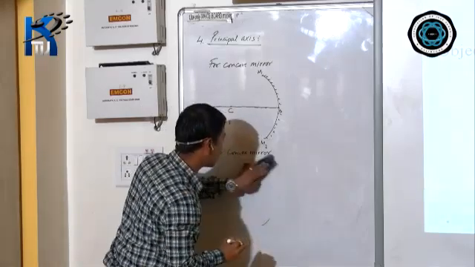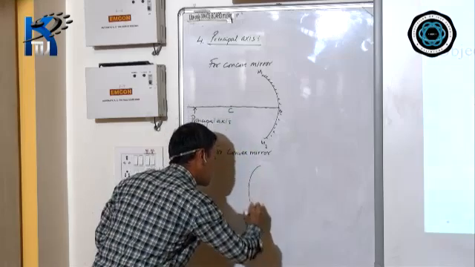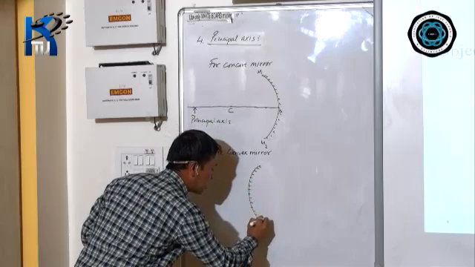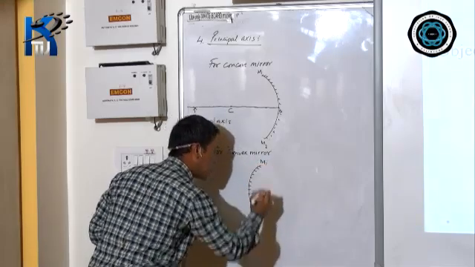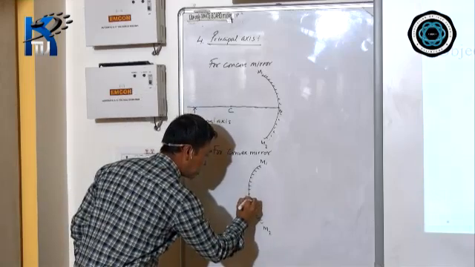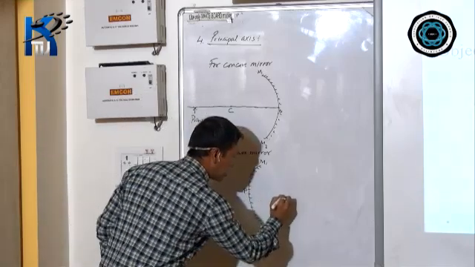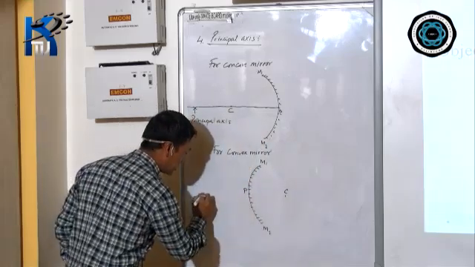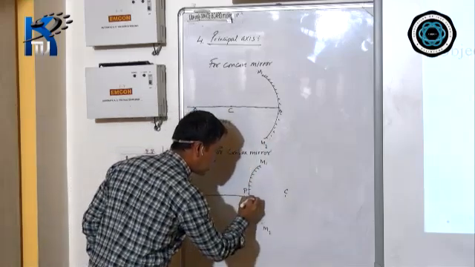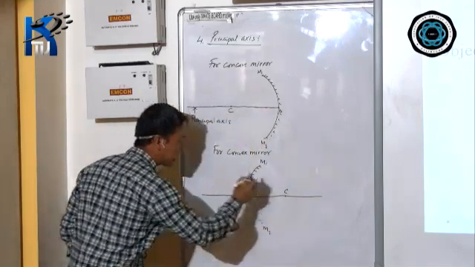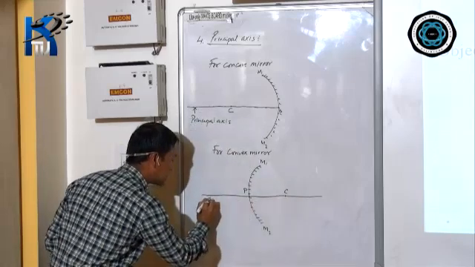Sorry, I'm making a convex mirror. So this is a convex mirror, and we mark it as M1 and M2. For this also we have a pole and a center of curvature. Now I'll draw a straight line that passes through the center of curvature and the pole, and this line acts as the principal axis.